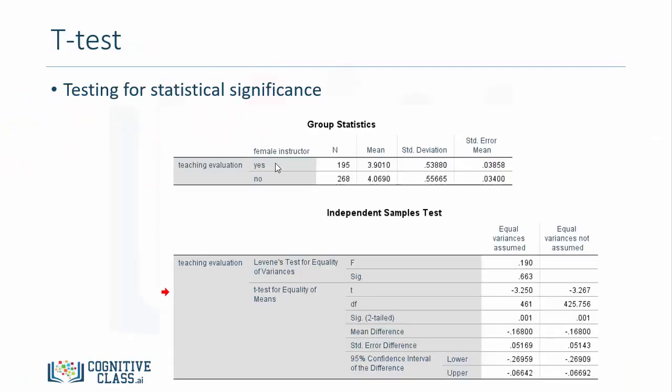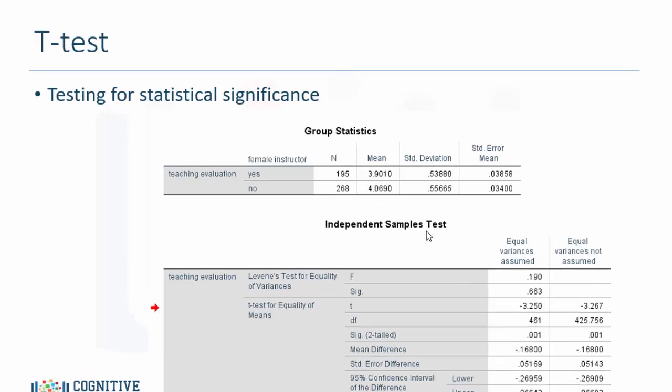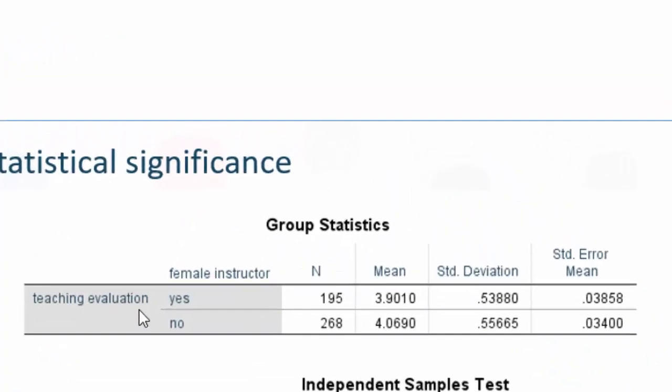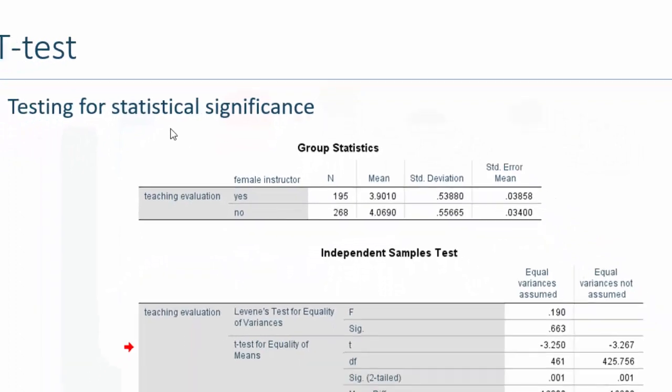I have used SPSS to compute some basic descriptive statistics and then ran the independent samples t-test. For teaching evaluations for female instructors, there were 195 courses taught by females and about 268 courses taught by males. The average teaching evaluation was 3.9 for females and 4.06 for males. And the standard deviation was 0.53 for females and 0.55 for males. And the question is, is this difference in average teaching evaluation statistically significant?